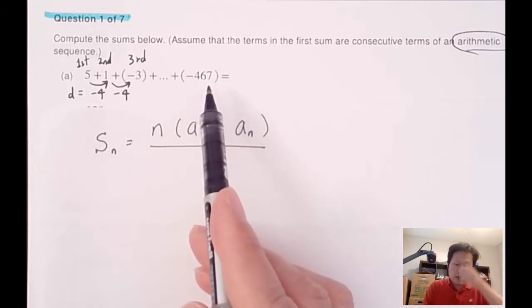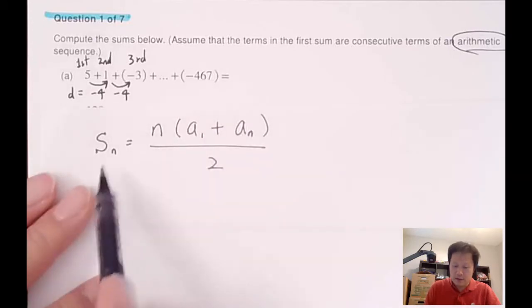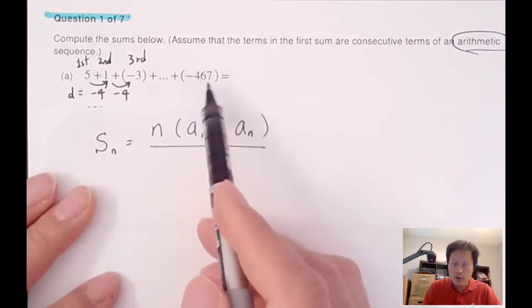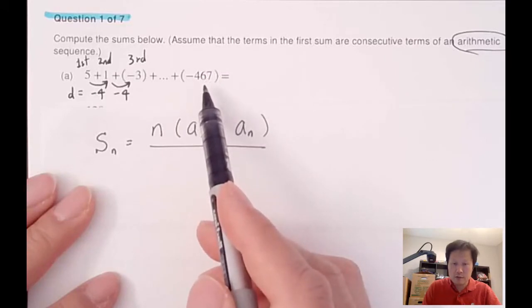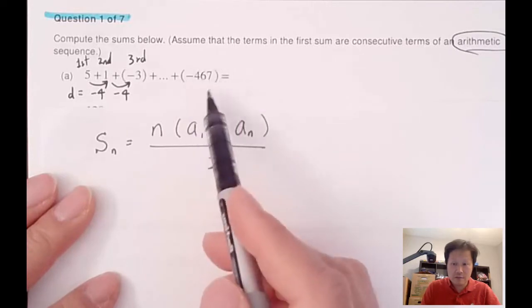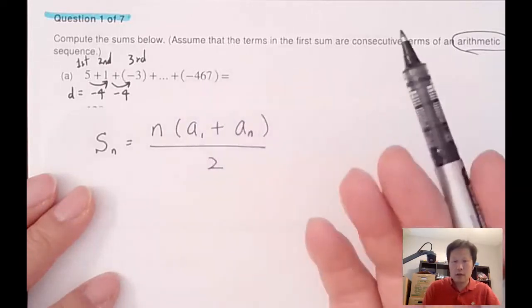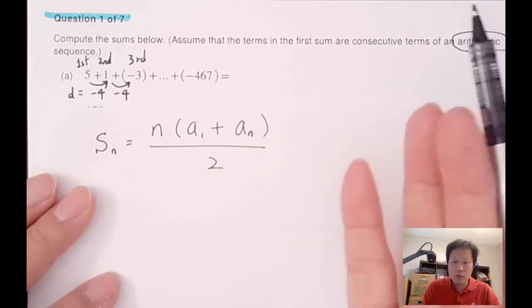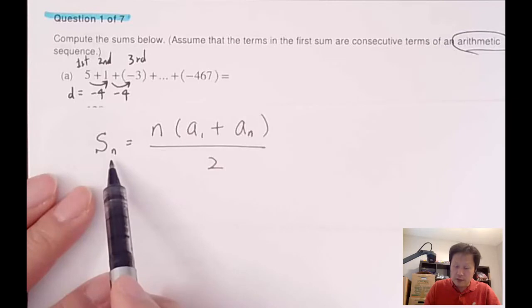And the index of minus 467 will be the value of n here. Do we know what term minus 467 is? Is it the 8th term, 19th term, 20th term? What's the value of n for this? I don't know. We don't know that yet. So we don't know the value of n here.